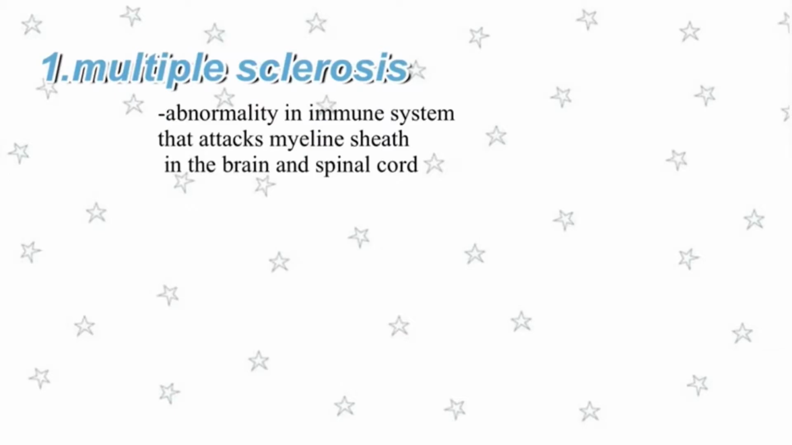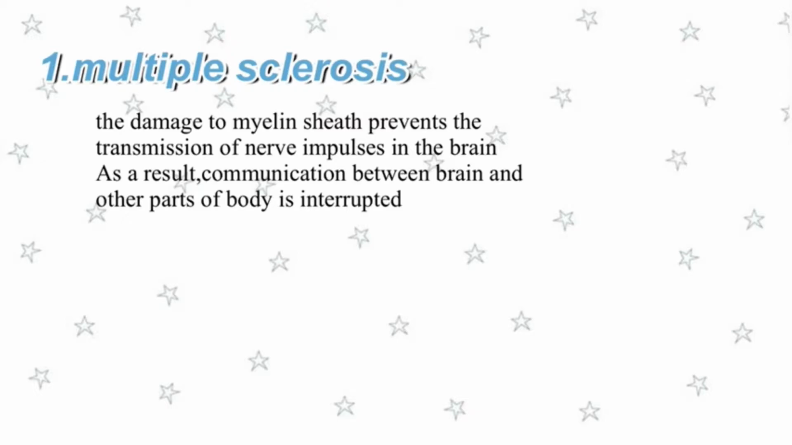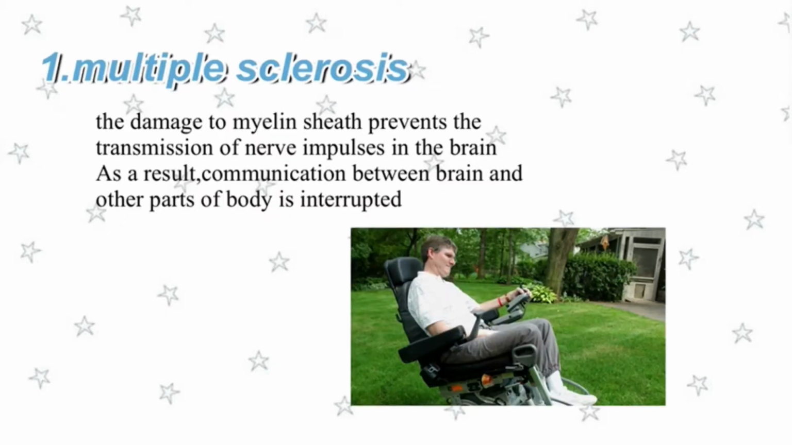First, multiple sclerosis. It's an abnormality in the immune system that attacks the myelin sheath in the brain and spinal cord. Damage to the myelin sheath prevents the transmission of nerve impulses in the brain. As a result, communication between the brain and other parts of the body is interrupted.